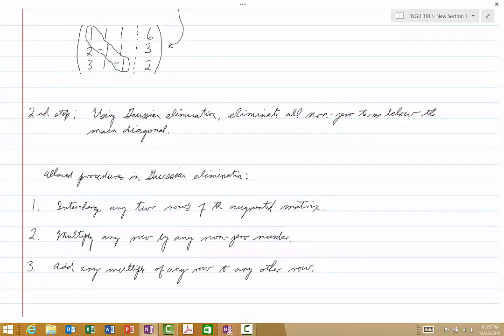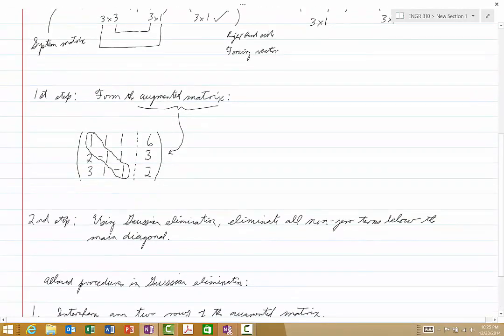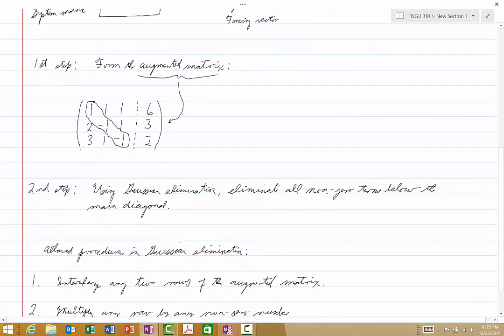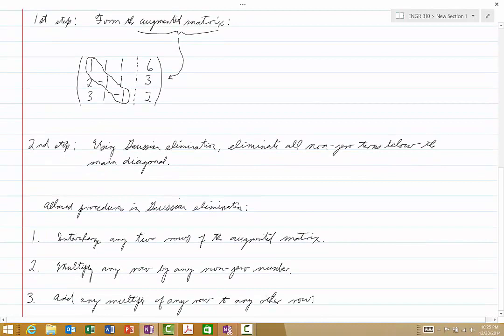And using just these 3 procedures, we will be able to take this augmented matrix and eliminate all these three non-zero terms below the main diagonal. And then once we've done that, solving the original system of equations, which we have right here, will be trivial. And the last thing I want to point out before we proceed is that you can memorize this list of procedures or techniques that you can use in Gaussian elimination, but there's really not much to it.